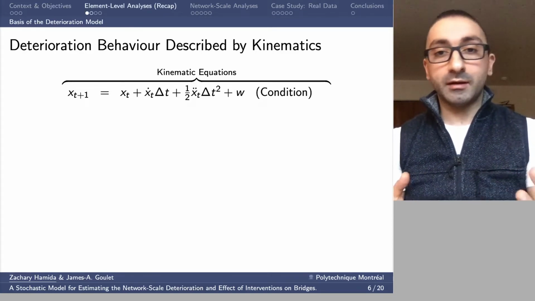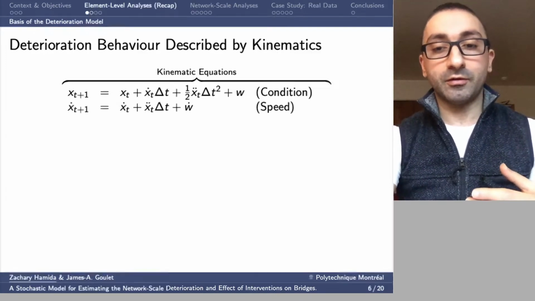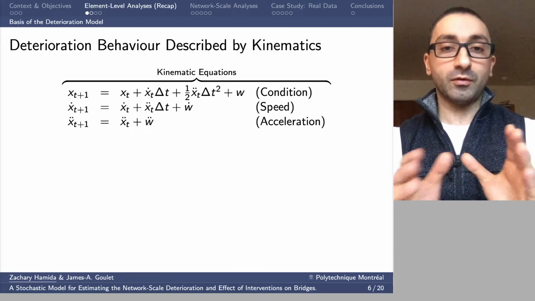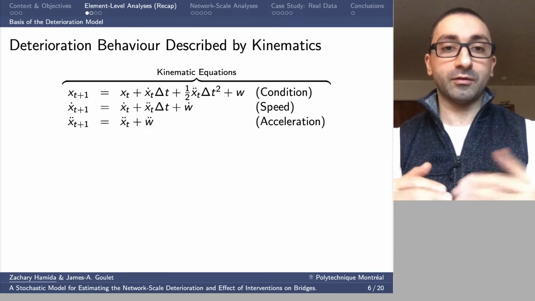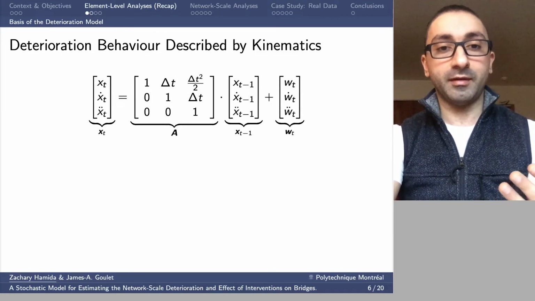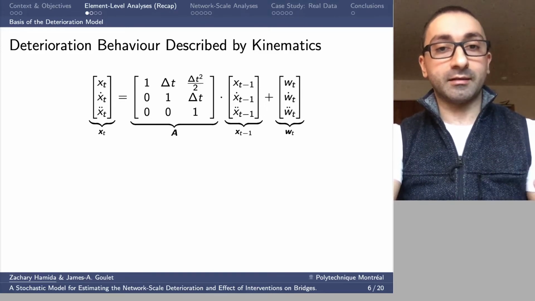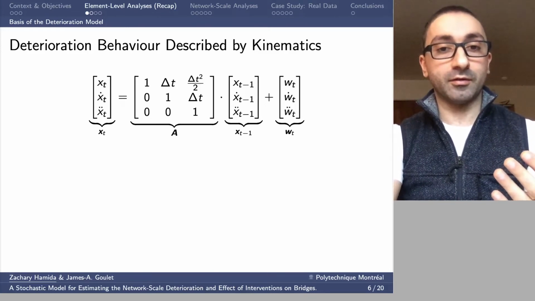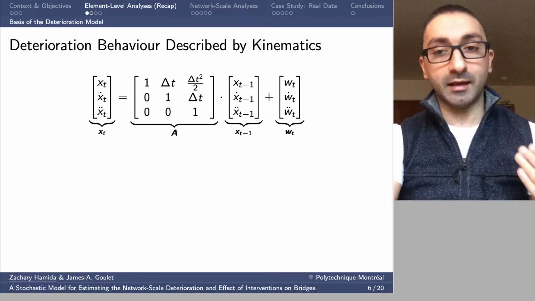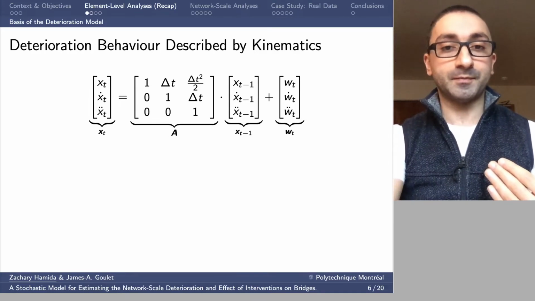This kinematic model is described by the kinematic equations for the condition, the speed, and the acceleration. Now, if we want to write down these equations in a different way, in matrix form, it makes it easier to look at. We see x_t, which is the deterioration state at time t, A is the transition matrix, and x_{t-1} is the deterioration state at the previous time step, plus w_t, which is the process error.